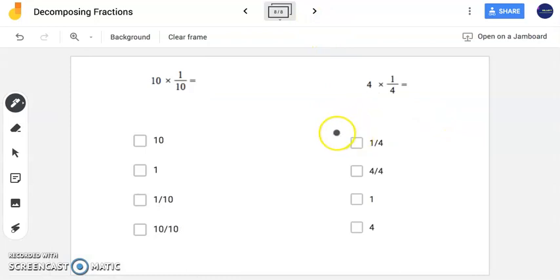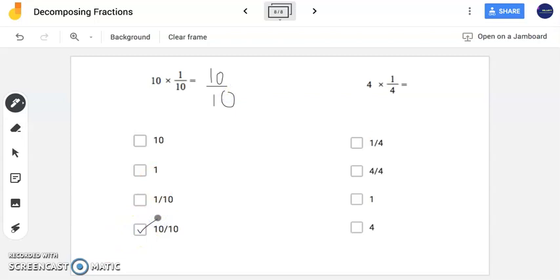Now here I have a little bit more multiplication. Our goal here is to multiply and select which represents the answer. Now, I notice I see boxes as well, which does mean I'm going to have more than one answer. So here I have 10 times 1/10. Now that's the same as writing the repeated addition problem, 1/10 plus 1/10 plus 1/10 and so on 10 times. Or I could just do 10 times 1/10, which happens to be 10/10. Now 10/10 is the correct answer.